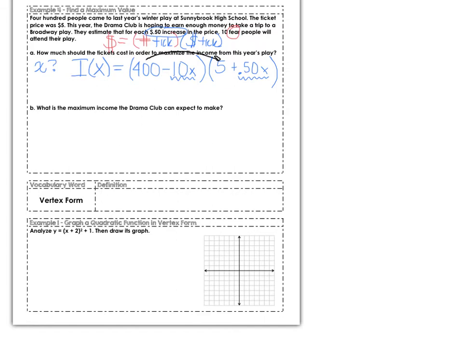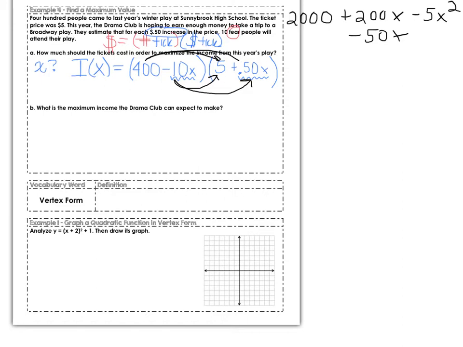We're going to have 400 times 5, which is going to be 2,000. We're going to have 400 times 0.5x, which gets me 200x. We have negative 10x times 5, and that gets me negative 50x. And then we have negative 10x times 0.5x, which gets me negative 5x squared. Okay, so notice that I combined my terms in the vertical method. I'm going to rewrite this so that I have it in descending degree. So we simplify this expression here, and we now have our equation.